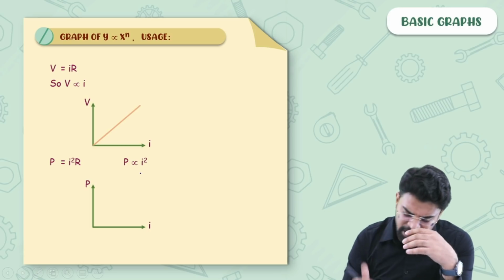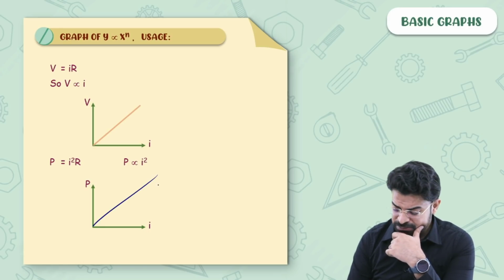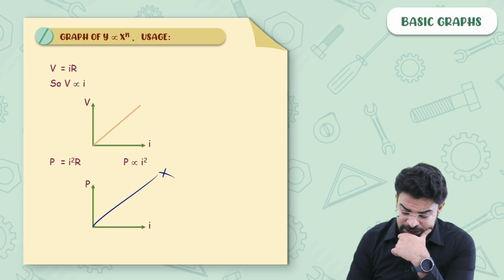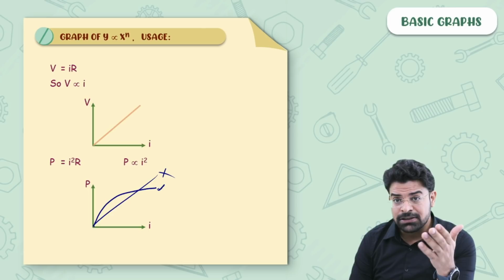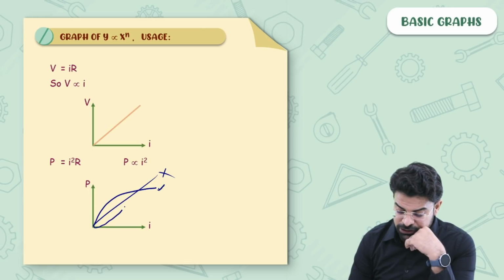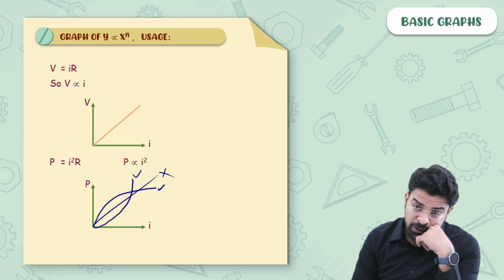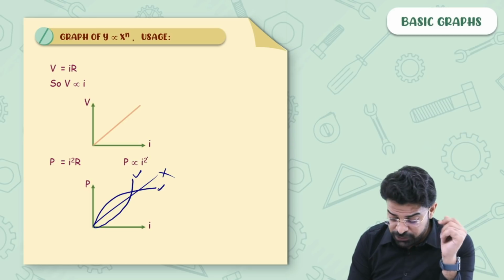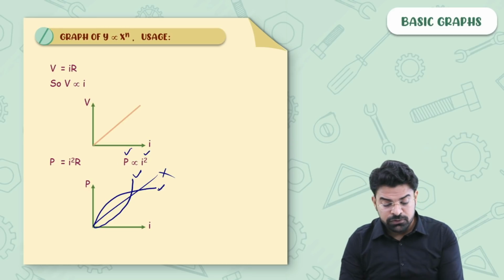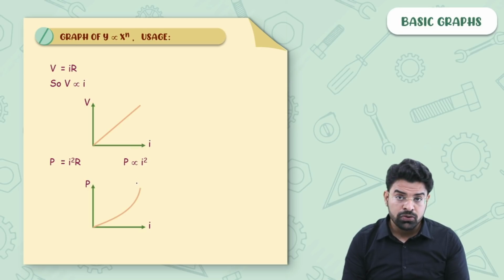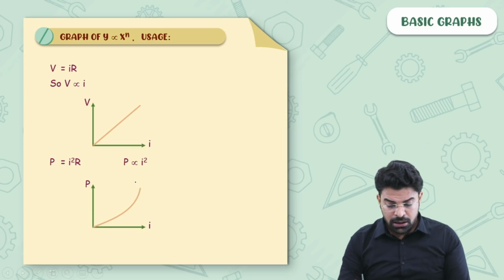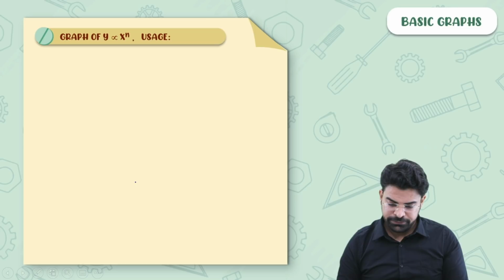So what will the graph look like? The graph has to be a straight line? No, that is for direct proportionality. The graph has to be like this. This is the graph when current grows faster than power. Or the graph has to be like this. This is the graph when power grows faster than current. Here we know that when current becomes double, power becomes 4 times. So power grows faster than current, hence the graph goes like this. Let's see more applications.